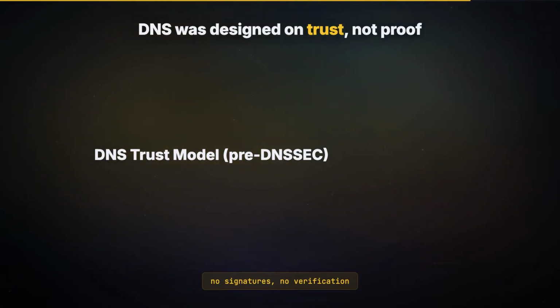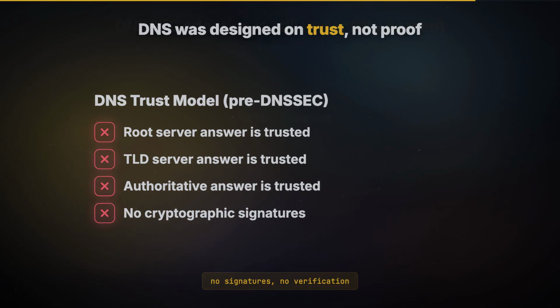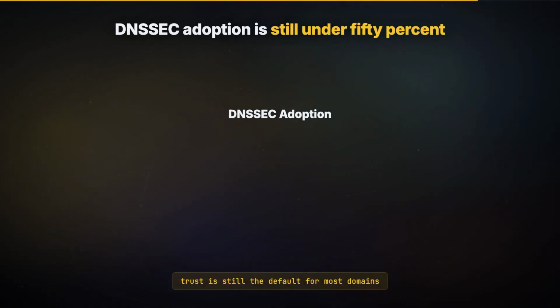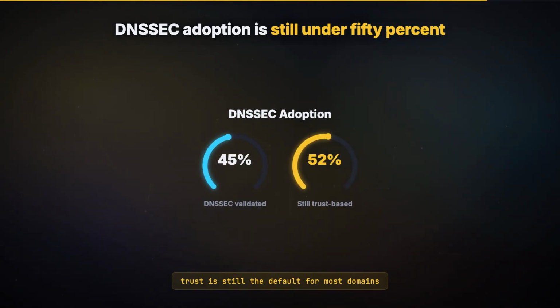But the real lesson is this. The attack exists because DNS was designed on trust, not cryptographic proof. The recursive resolver must believe that responses from TLD and authoritative servers are legitimate. DNSSEC finally adds signatures, but adoption is still incomplete.